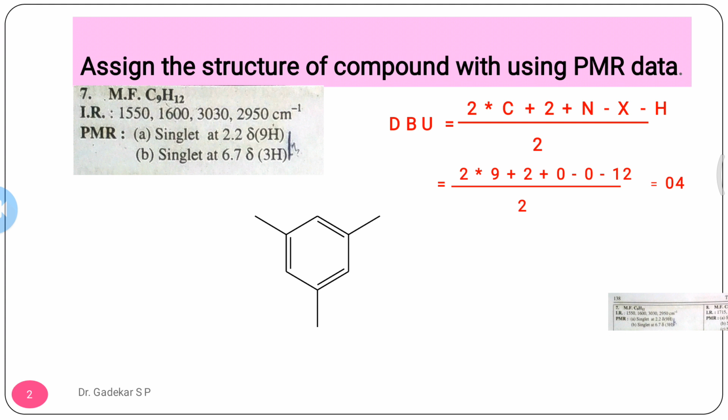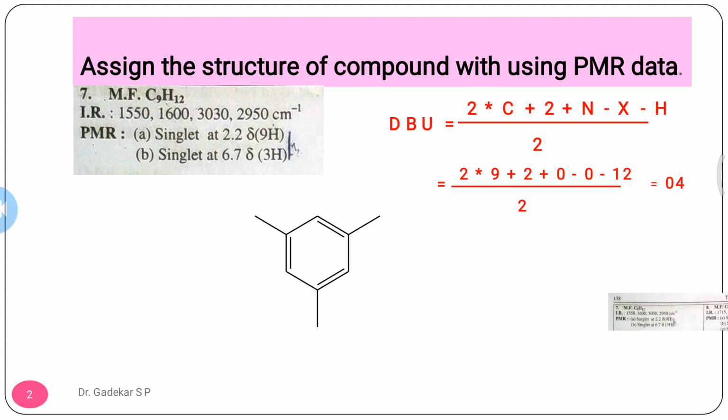A singlet at 2.2 delta for 9 protons. Singlet at 2.2 delta for 9 hydrogens, which means these 9 hydrogens are chemically equivalent, but they do not have neighboring protons. So that's why they give a singlet. That is the information from the PMR data.